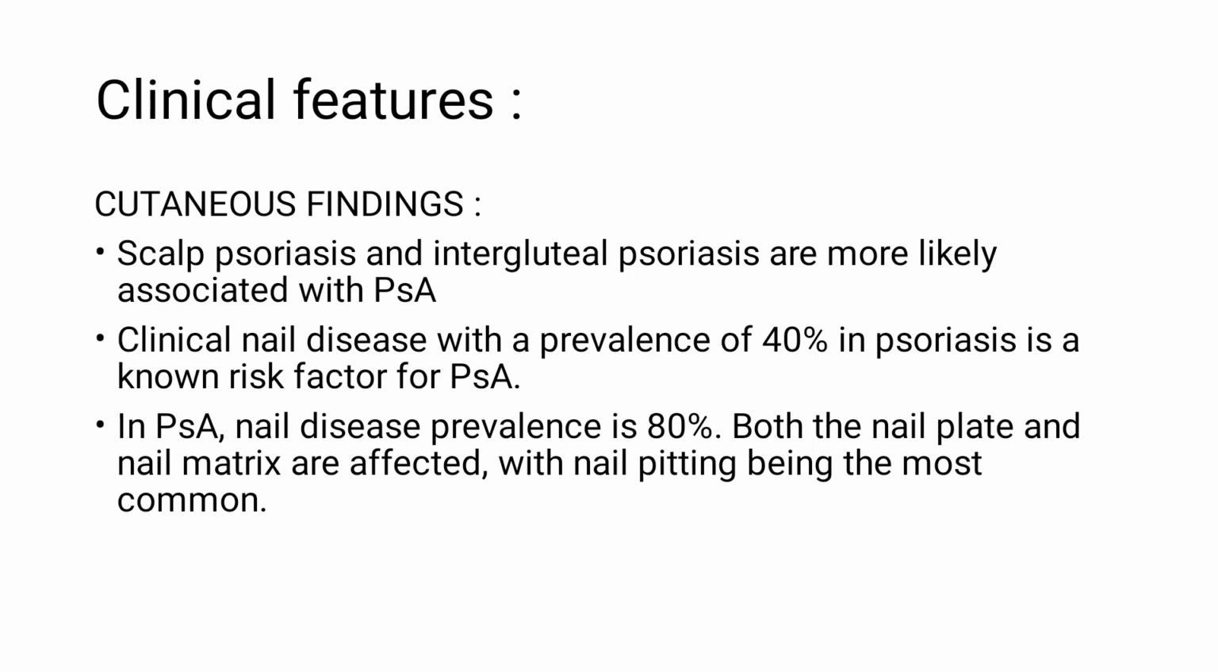Clinical features. Cutaneous findings. Scalp psoriasis and intergluteal psoriasis are more likely to be associated with psoriatic arthritis. Clinical nail disease, with a prevalence of 40% in psoriasis, is a known risk factor for psoriatic arthritis. In psoriatic arthritis, nail disease prevalence is about 80%. Both the nail plate and the nail matrix are affected, with nail pitting being the most common finding.